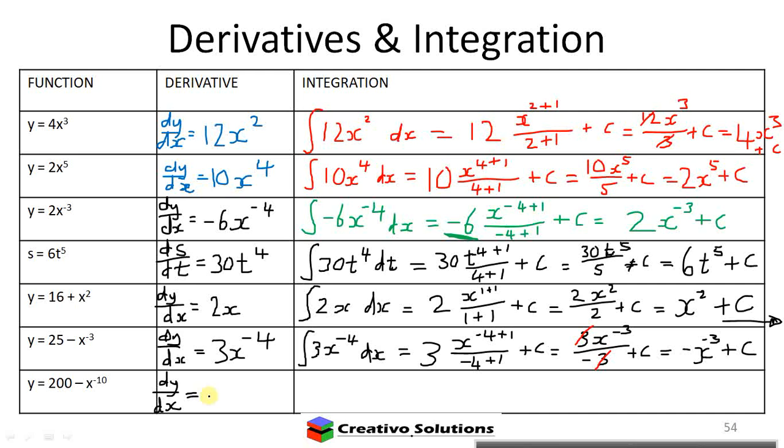So minus 10 times, we forget about that, so it's minus 10 times minus 1 will be 10. 10x to the 9. Oh, sorry, 11. What's the rule? It's minus 10 minus 1, which is minus 11. So 10x to the 9. x equals 2.